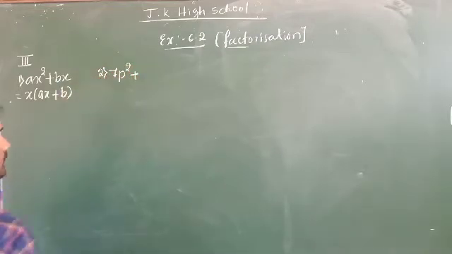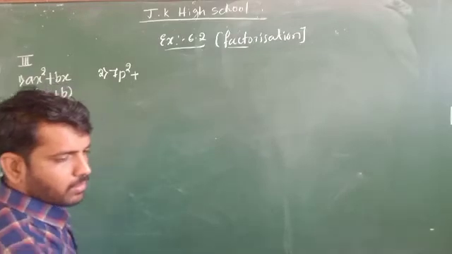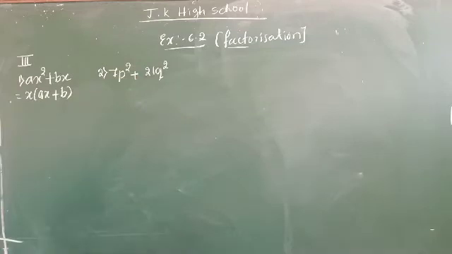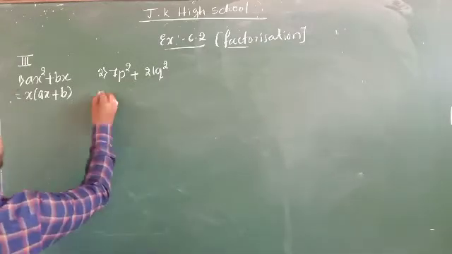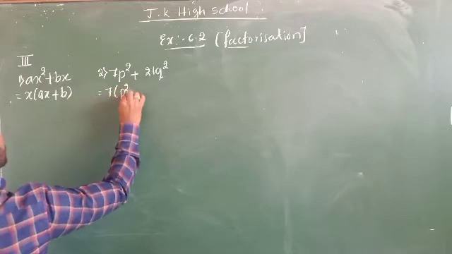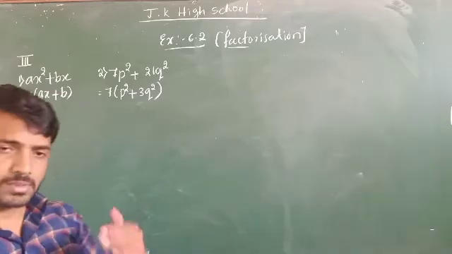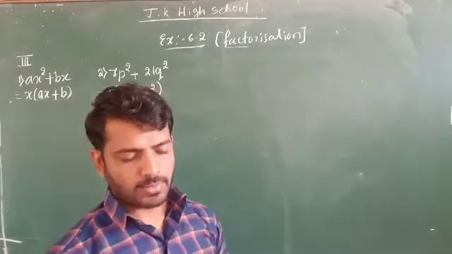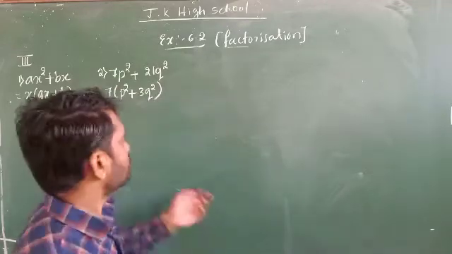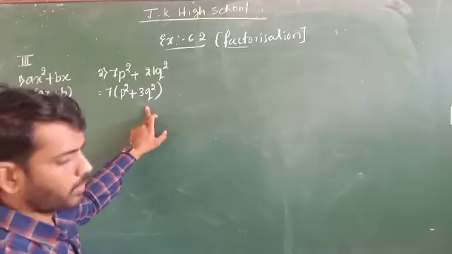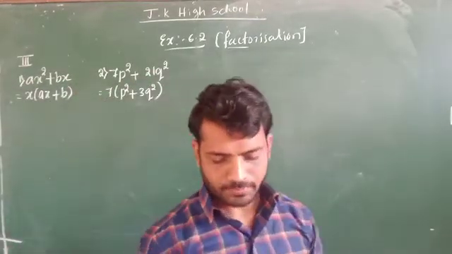7p square plus 21q square. So p square and q square are two different terms, so we are not going to take p or q as a common factor. But we can take 7 as the common, because 7 3s are 21. Correct? In the table of 7, 21 is there. That's why we can take 7 as the common. So 7 times p square, and 7 3s are 21, the remaining is q square. Okay.